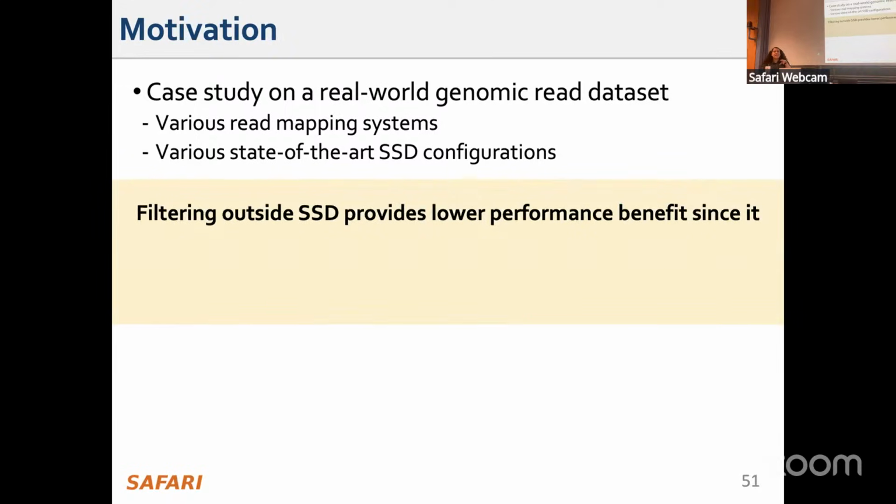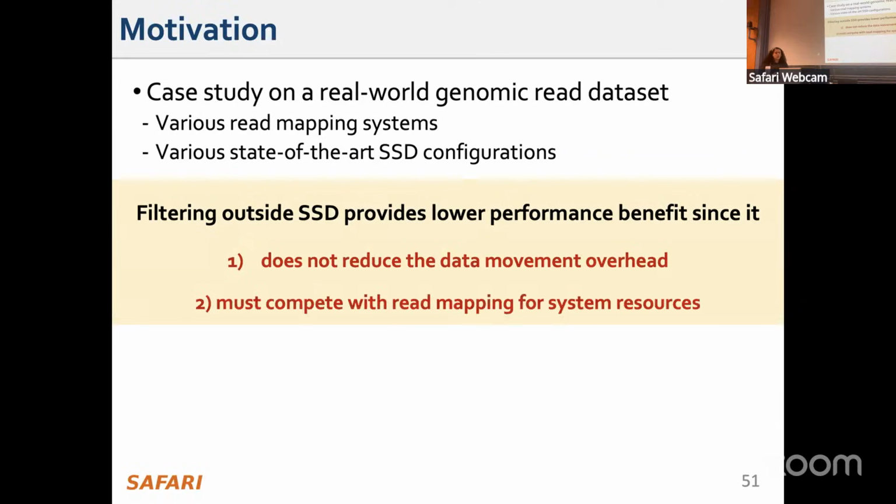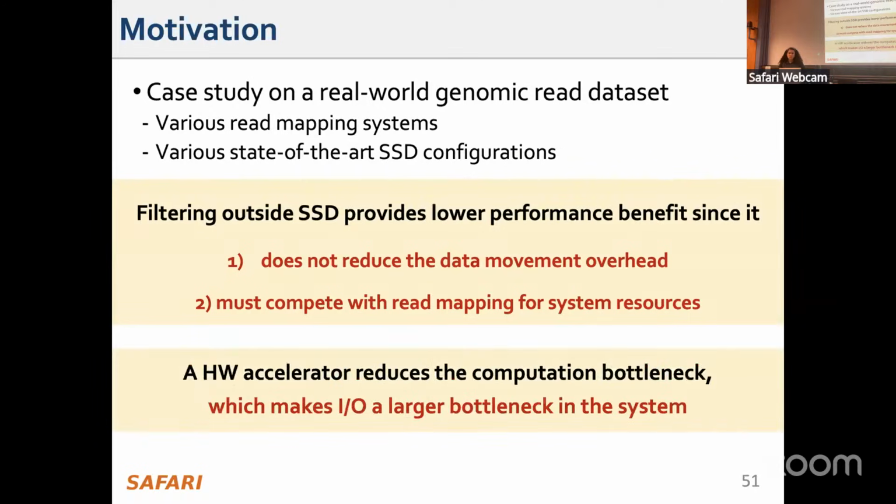And if we design the exact same filter to get rid of the reads that do not require complex ASM and put it outside the SSD, that provides lower benefits because it does not reduce the data movement overhead from the storage system. And also it needs to compete with read mapping for system resources, such as main memory bandwidth and computational resources. And a hardware accelerator that is used for addressing computational bottlenecks in the read mapping process makes I/O an even more visible or prominent bottleneck on the end-to-end performance, naturally.